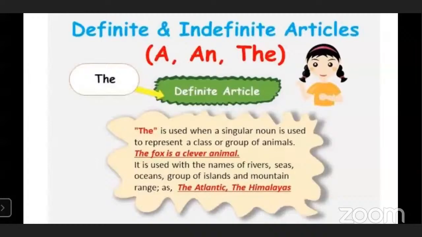It is used with the names of rivers, seas, oceans, group of islands, and mountain range. As the Atlantic is an ocean. The Atlantic Ocean, it is given name Atlantic. It is a particular name of an ocean. So we have used article the. Okay? The Himalayas. All mountains are not Himalaya. We have a specific particular name for a mountain. The Himalayas.